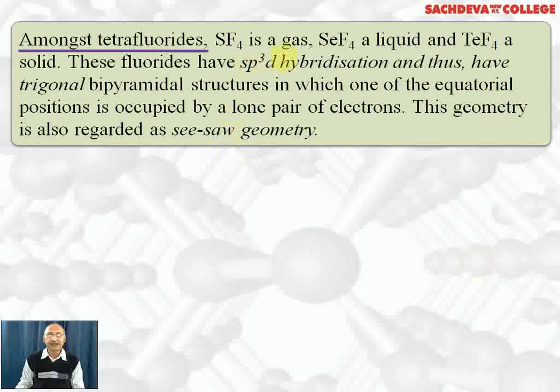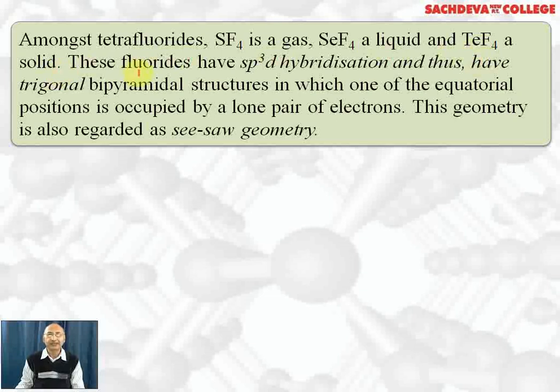Amongst tetrafluoride, SF4 is a gas, selenium tetrafluoride is a liquid, tellurium tetrafluoride is solid. Reason is that surface area of SF4 is minimum, so minimum van der Waals force of attraction. Selenium has metalloid character, so SeF4 has got more surface area, more molecular weight, higher van der Waals force of attraction, hence it is liquid. Tellurium has metallic properties, so its fluoride is solid due to strong forces of attraction.